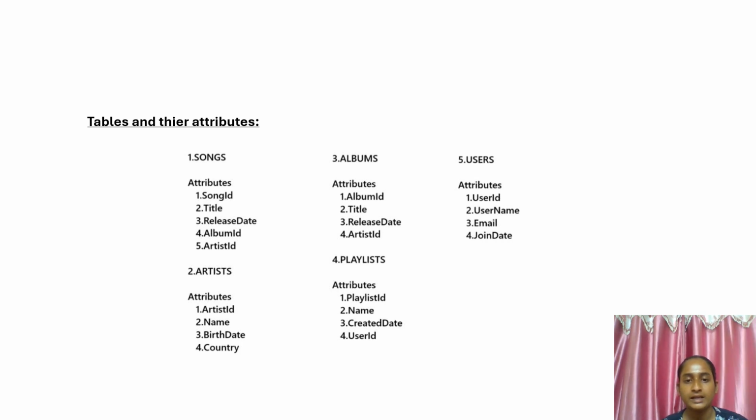Playlist ID, name, created date, user ID are the attributes of playlist table. Playlist ID is the primary key, whereas user ID is the foreign key. Users table: user ID, username, email, join date are the attributes of users table.